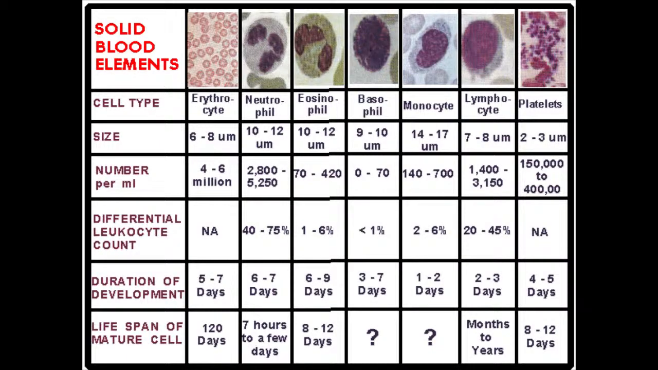This slide details the unique characteristics of the 7 cell types that make up a CBC, that is, a complete blood count. These are the cells that we will be analyzing for the remainder of this session.